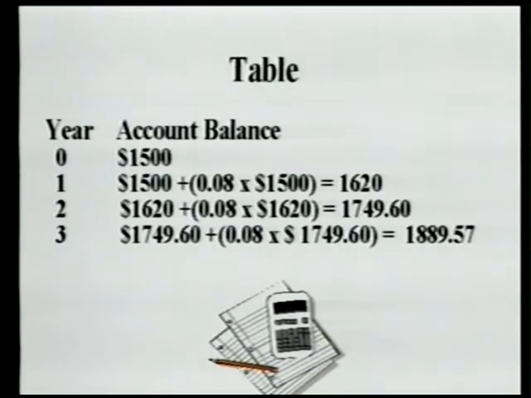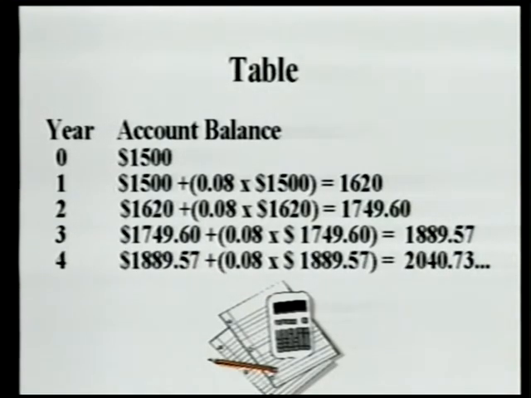The third year will have $1,889.57 after having applied 8% interest to the $1,500 over a 3-year period. The fourth year will have $2,040.73, and so on. This is how the money grows with interest being applied to it.